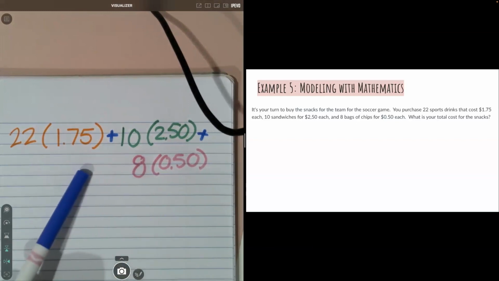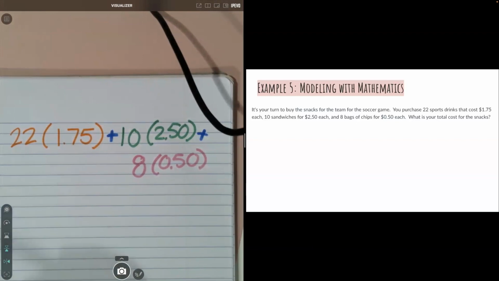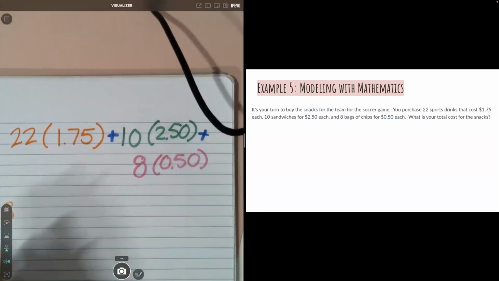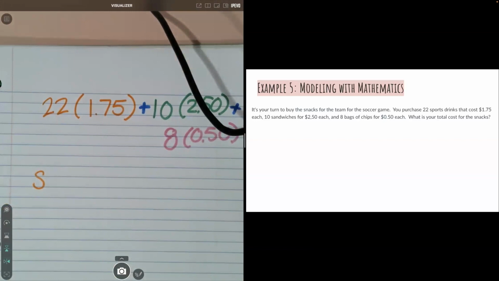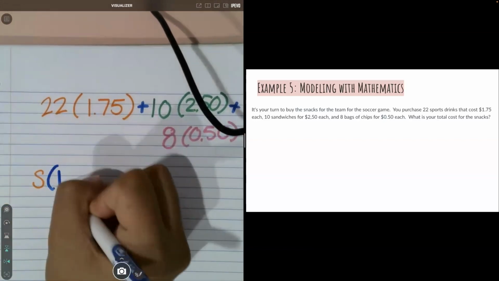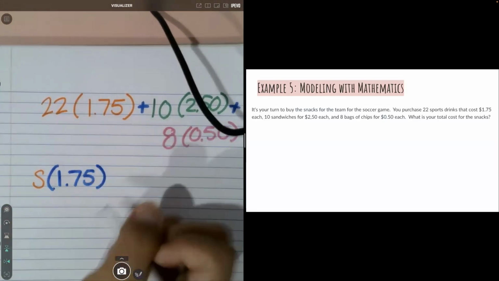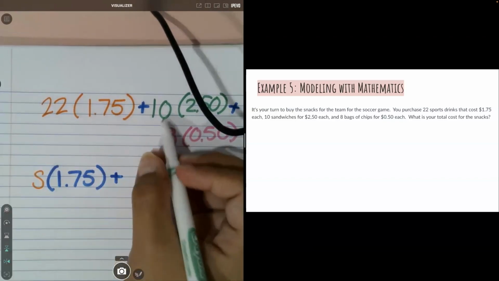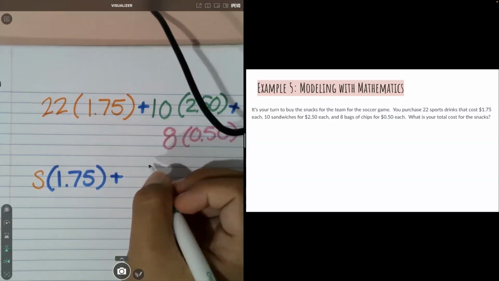The way I can write this in general, if I want to find out how much I spend at the next game, if there's like more people or people want different things than they did the first time, is I can set this up as, let's say, S for sports drinks now, multiplied by how much I spend per sports drink. And I'm going to add, let's say for this one, sandwiches.